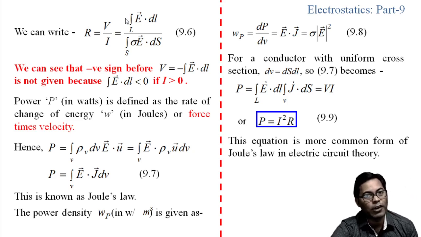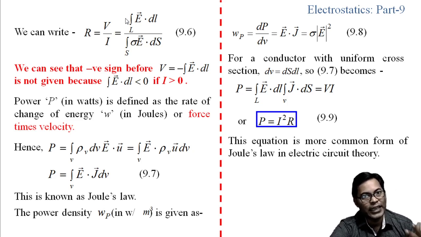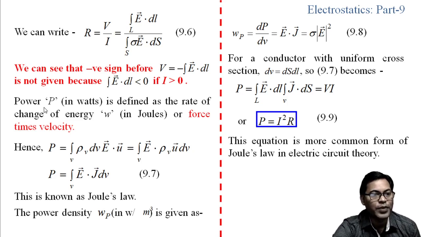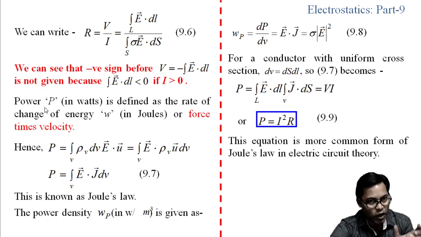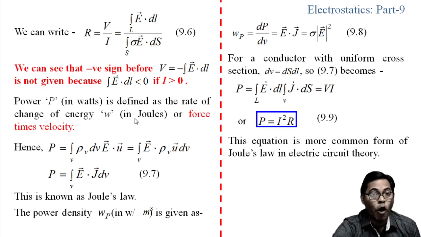Now we have calculated the resistance. We have also seen the behavior of the electrostatic field in a conductor when it is connected to the EMF source, and when an isolated conductor is placed in the external electric field. Now we can also calculate the power P when the conductor is connected to the battery, and this power is defined as the rate of change of energy W in joules, or this power can be defined as force times velocity. So here this power in watt equals the volume integral of rho v dv E dot u.